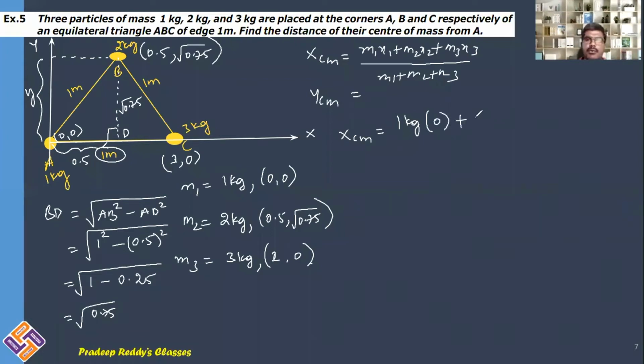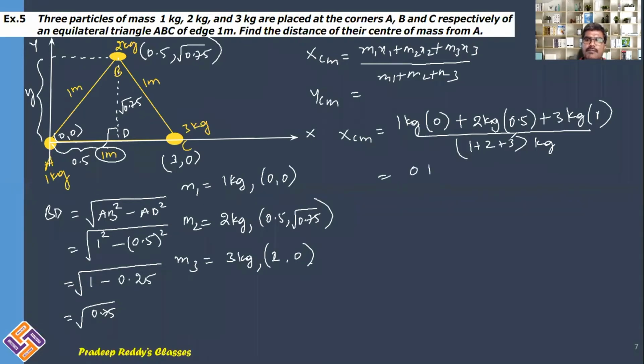Plus, what is M2? 2 kg. And what is x2? 0.5. And what is M3? 3 kg. And what is x3? 1, divided by 1 plus 2 plus 3 kg. Right? This gives you 0 plus 2 into 0.5, which is 1, plus 3, divided by 6, which is equal to 4 divided by 6. This is 2 by 3 meter. So XCM is 2 by 3 meter.